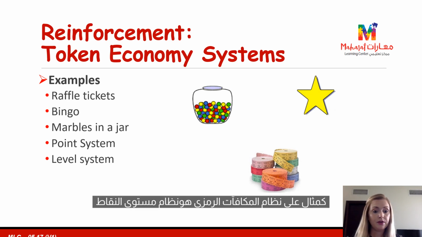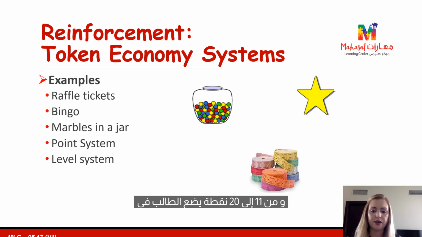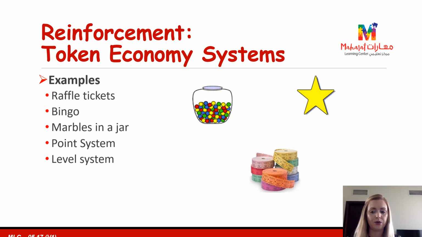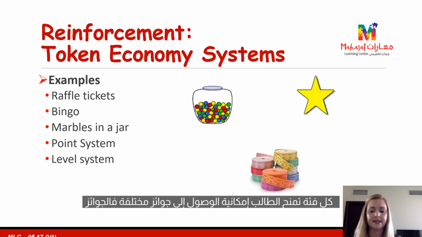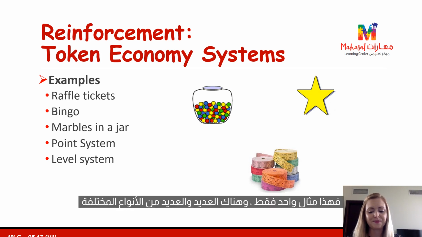An example of a token economy system is a point and level system. Using this system, students earn points for specific behaviors and move through levels based on the number of points. For example, 1 to 10 points puts a student in the bronze category, 11 to 20 points puts a student in the silver category, and 21 to 30 points puts a student in the gold category. Each category gives a student access to different prizes, with prizes in the gold category being better in quality or quantity than the silver category, and the same for the silver category in relation to the bronze category. So that's just one example. There are many, many different types you could do.